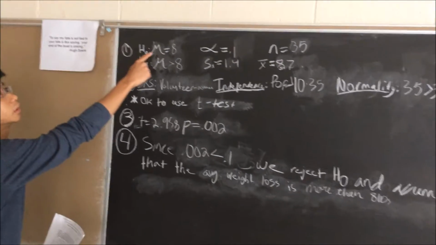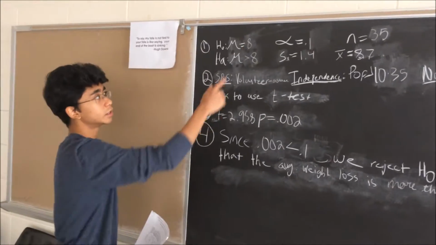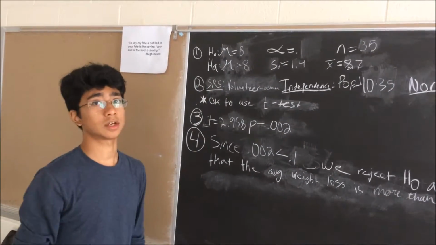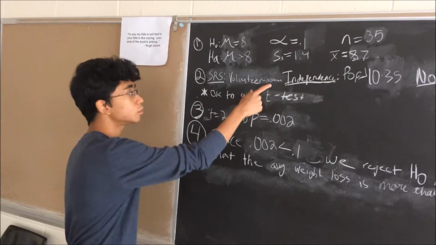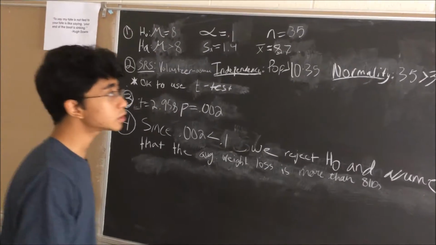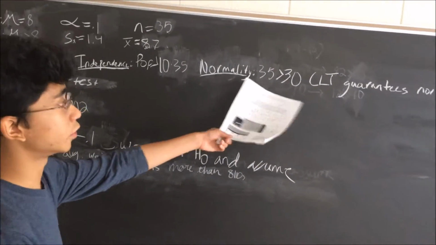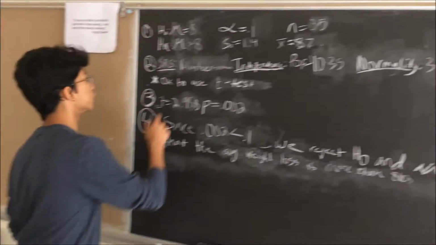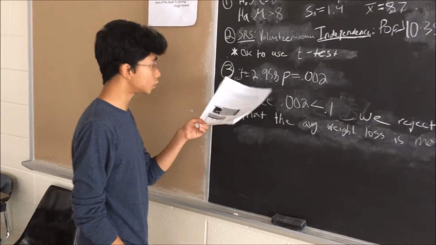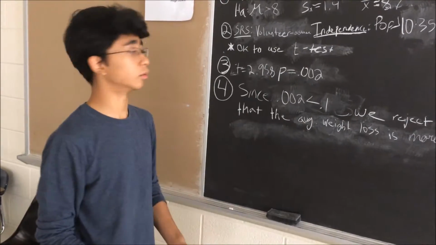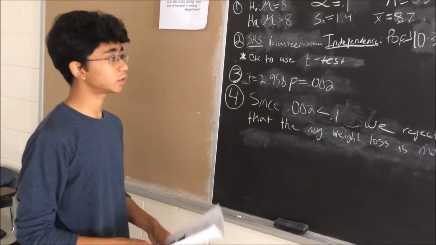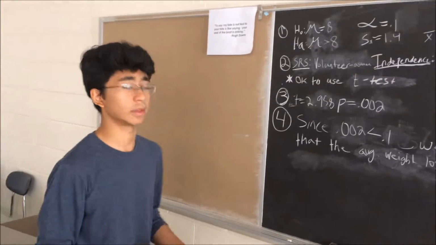So our null hypothesis is that the mean is equal to 8 pounds, and we are proposing that it is greater than 8 pounds. So we run through our SRS, and it is a volunteer group, so we can't know if it is actually random, so we must assume independence. It is very easy for us to test more than 350 students, and for normality, 35 is greater than 30, so our CLT guarantees it. So it is okay to use our t-test. When we run our t-test, we get our t-score of 2.9 and a p-value of 0.002, and since 0.002 is less than 0.10, we reject the H0 and assume that the average weight loss is more than 8 pounds.